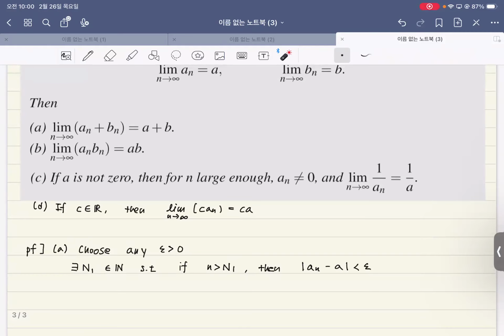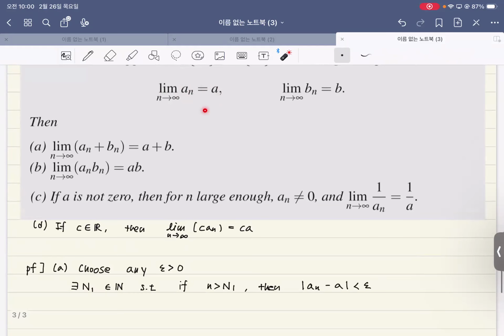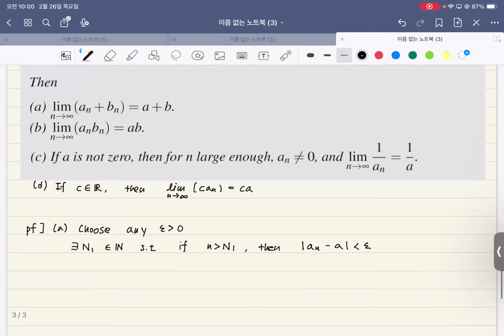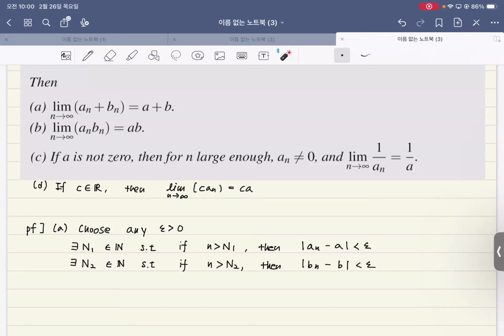I should be able to find such an n1 because An is converging to A, right? And also, since Bn is converging to B, for this given epsilon I also must be able to find another positive integer, which I will call n2, such that for any index greater than n2, Bn minus B is less than epsilon. For this one single epsilon, I could find these two integers.